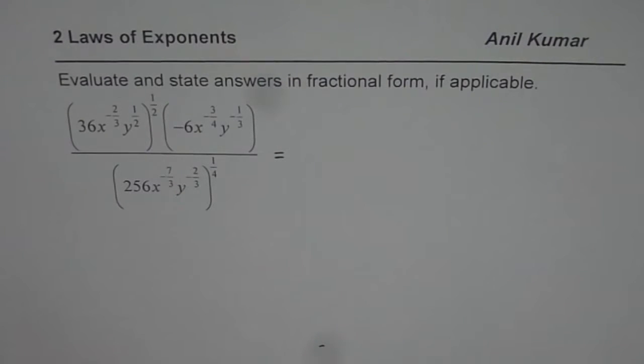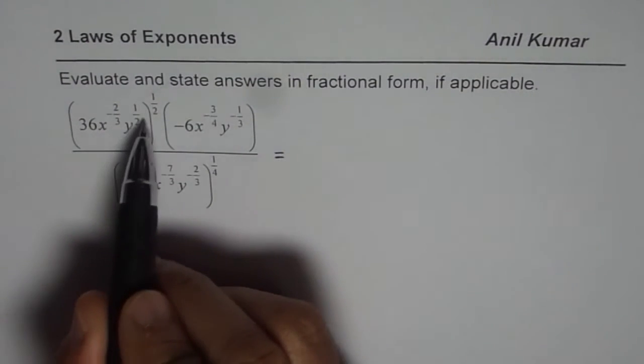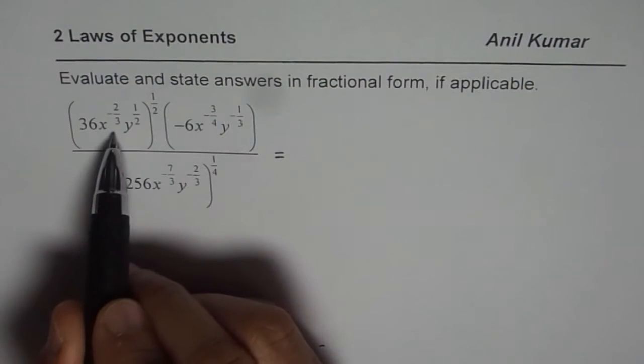So my recommendation is follow simple steps. In that case, you're not going to make mistakes, right? And you're definitely going to get the right answer. So first thing is, outside power is half. So let's do square root of every term inside, right?